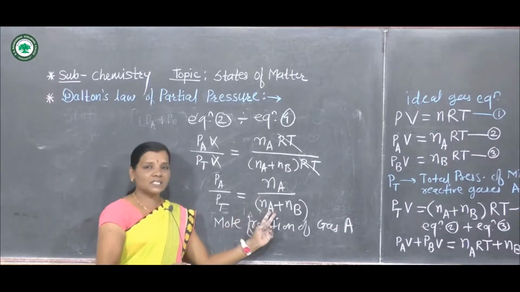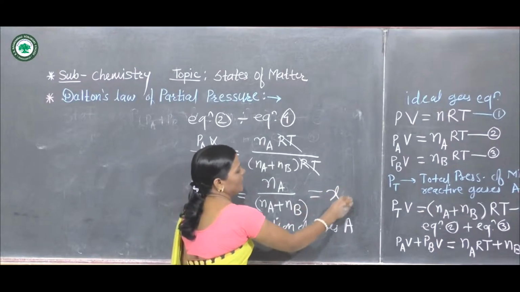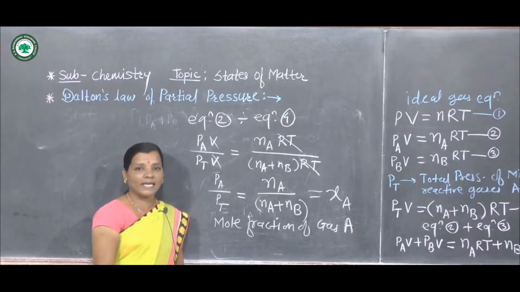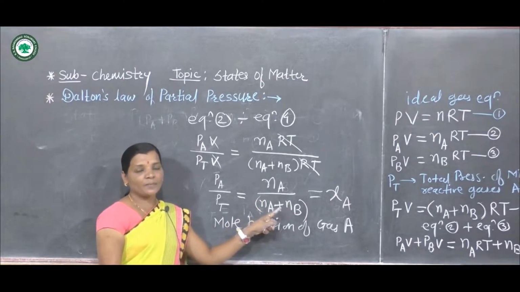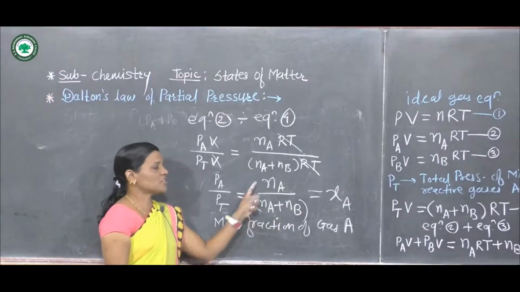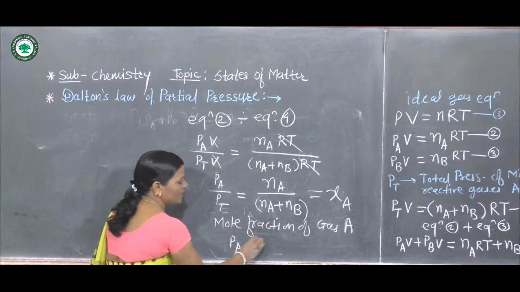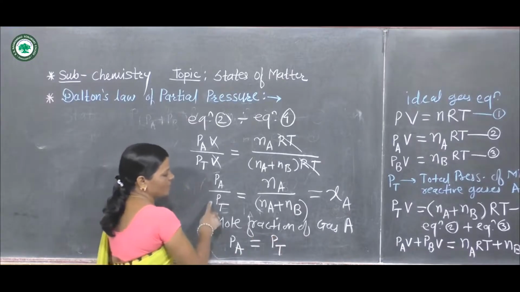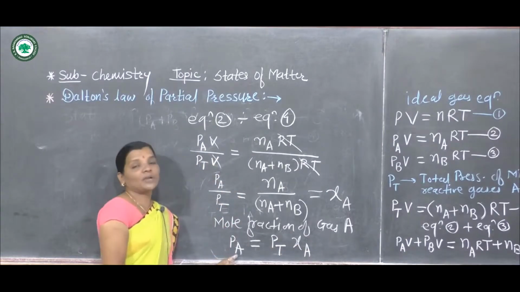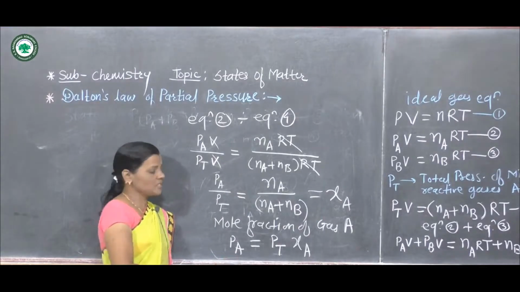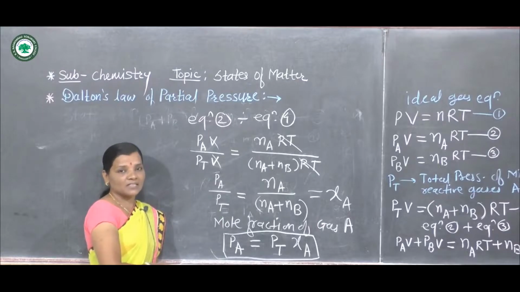And so in the mixture two gases are present. So your mole fraction of gas A, that we can write zeta A. Zeta A, that is mole fraction of gas A, is equal to Na, number of moles of gas A, divided by number of moles of gas A plus number of moles of gas B. This is mole fraction of gas A. So here we can write PA, partial pressure of gas A in a container, is equal to total pressure of gas mixture into zeta A, mole fraction of A. So partial pressure of any gas can be found out by this formula: total pressure of gaseous mixture into mole fraction of that gas in the container.